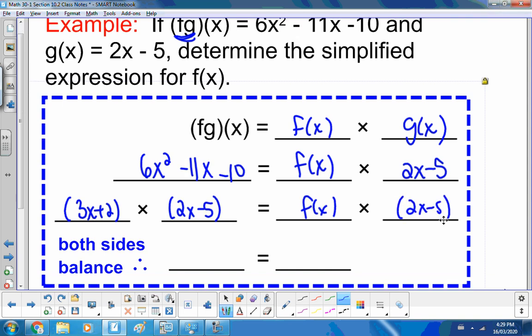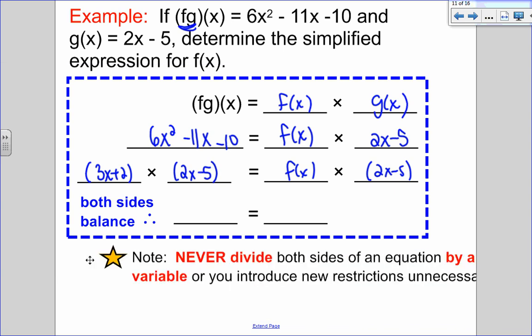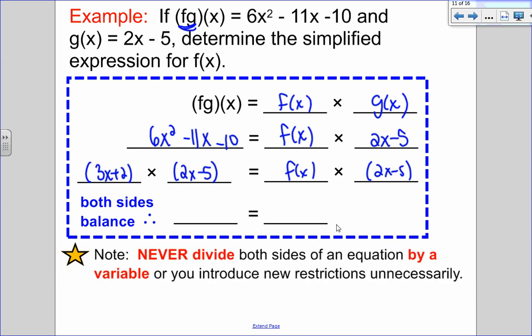Okay, so now that I have that set up, it's really tempting to get f of x by itself and divide both sides by 2x minus 5. And I have a little note here. You can never divide both sides of an equation by a variable. It's one of the things you cannot do in math. The reason you cannot do that is because you introduce a new restriction. If I were to divide both sides by 2x minus 5, that would be true if it was true for all values, but it's not. I see I have a restriction. Since I have a 2x minus 5 on that side, I have a potential restriction. So I cannot divide by 2x minus 5.